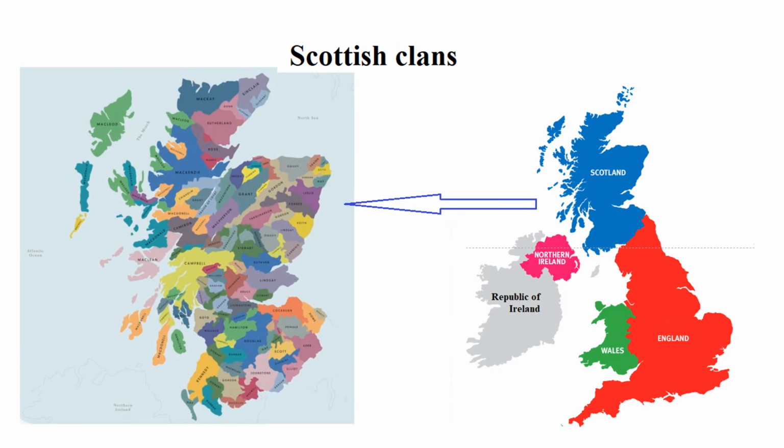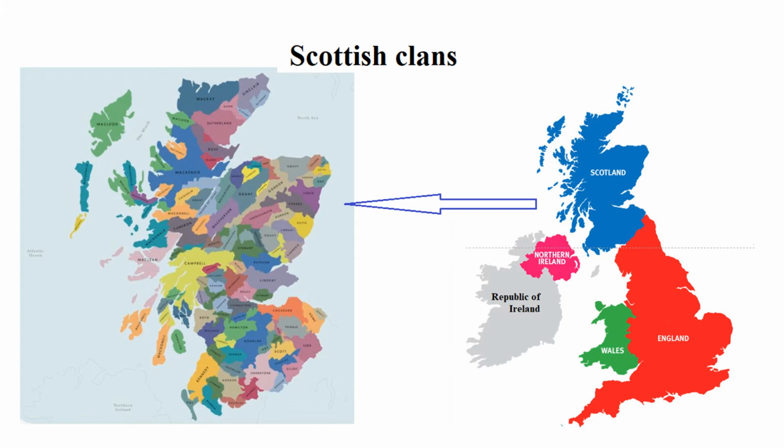Now we're going to take a close-up look at Scotland. So there on the right, Scotland is the big blue area. And then on the left, that's Scotland, and you'll see it's divided up into a bunch of little colors. Each one of those places is an area that was controlled by a different clan. So as you can see, there were a lot of different clans.